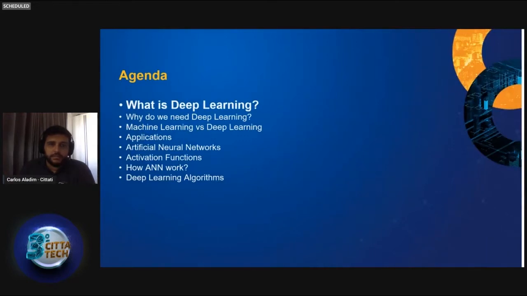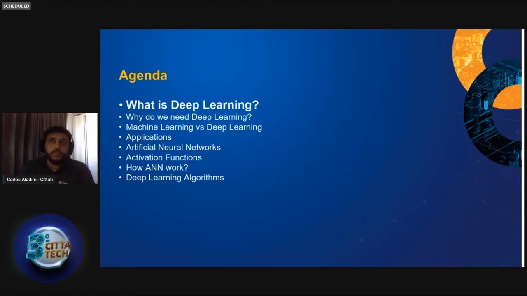Here's my agenda. We'll talk about what is deep learning and why we need deep learning in applications. We will make a comparison between machine learning and deep learning to know the differences and when it's better to use classic machine learning and when is the best time to use deep learning. We'll talk about the applications that nowadays the big players are developing and trying to bring to us.